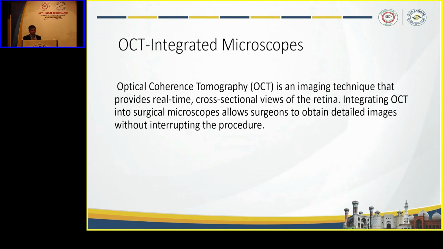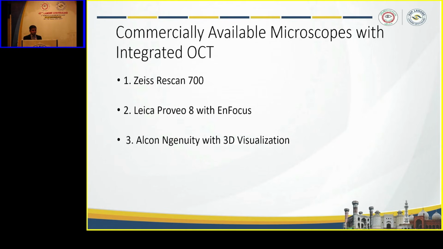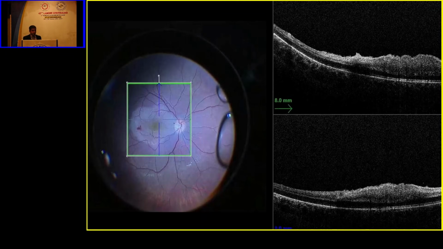We have OCT integrated microscopes. It is an imaging technique that provides real-time and cross-sectional view of the retina. The integrated OCT in surgical microscopes allows the surgeon to obtain detailed images without interruption of the procedure. The commercially available microscopes with OCT are Zeiss Rescan 700, Leica Proveo 8 with EnFocus, and Alcon Ngenuity with 3D visualization. This is the picture attached, taken in real time during the surgical process.